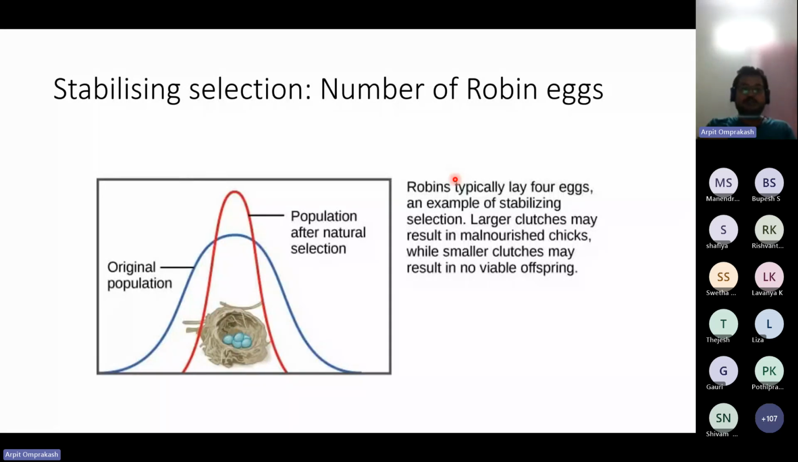And if they have a small number of eggs, let's say 1 or 2, then maybe the eggs don't hatch. Maybe there's a predator, a snake or something that gets the egg, or maybe the egg falls from the nest, and thus they don't leave any offspring. So here, the medium value, around 4 eggs, is the best option for the robins, and that's why this is an example of stabilizing selection, where birds that lay a very large number of eggs or a very small number of eggs do not have very high fitness compared to birds that lay an average of 4 eggs.